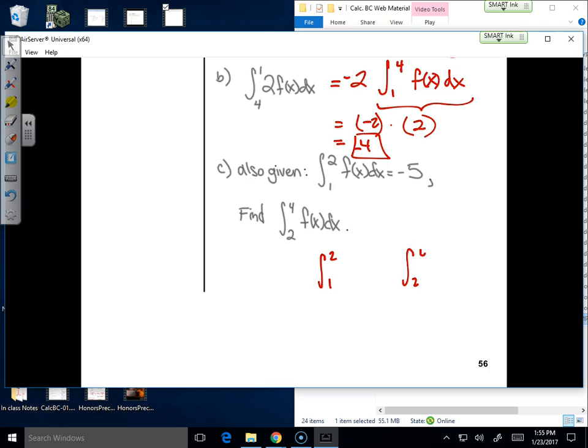Is that true? That's like you can go to Starbucks in between here and In-N-Out. What does that equal? The integral from 1 to 4. So the integral from 1 to 4 could equal the integral from 1 to 2, and then the integral from 2 to 4.